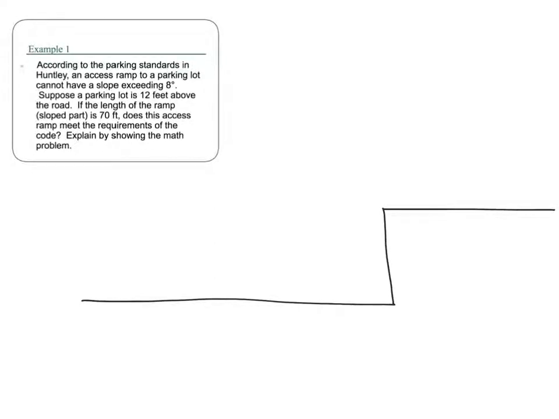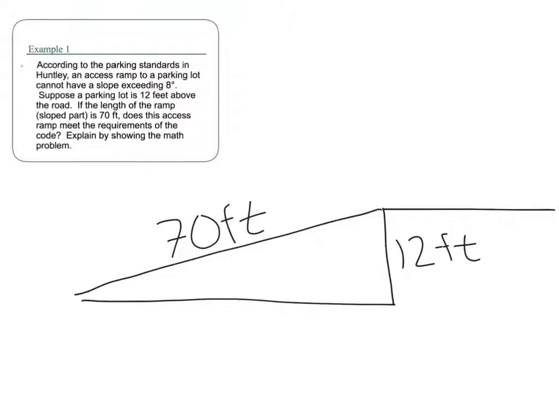So we've got a parking lot that's 12 feet above the road, and the length of the ramp is 70 feet. I'm going to draw that out. So I've got the normal road, then the parking lot is 12 feet above, and then we're in the parking lot. So this is 12 feet. Now, the sloped part of the ramp, this part, is 70 feet. That's what it said there. And then you've got your normal road continuing on out here. Let me try and connect that. That's a little better. So there's my access ramp.